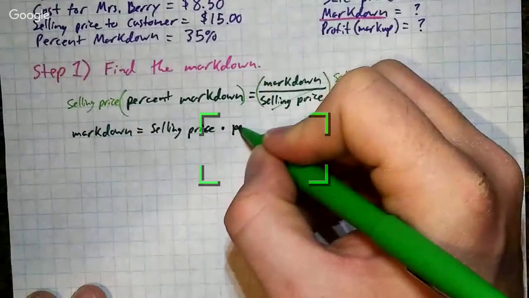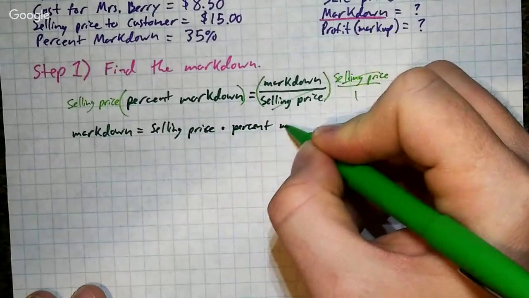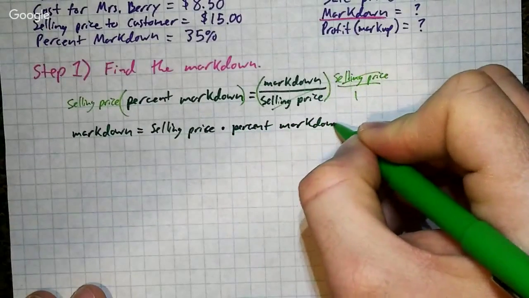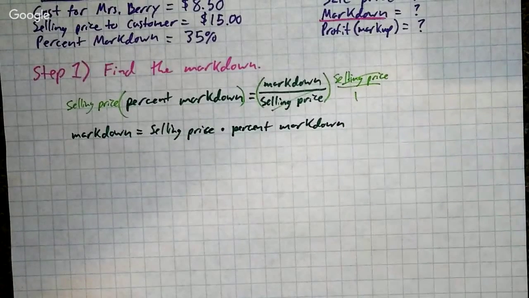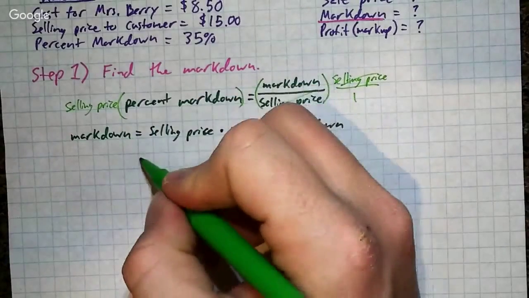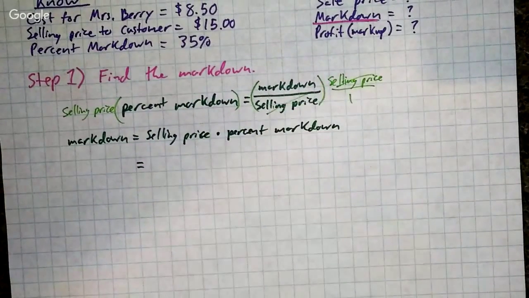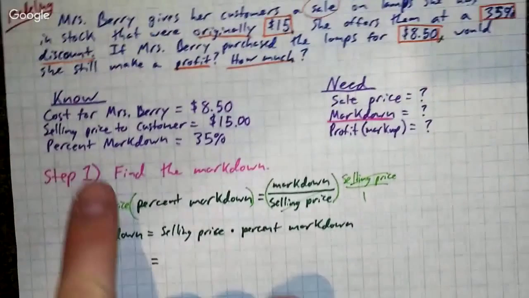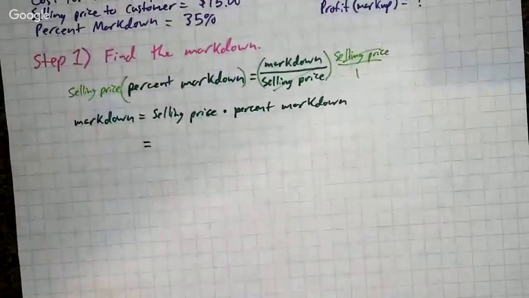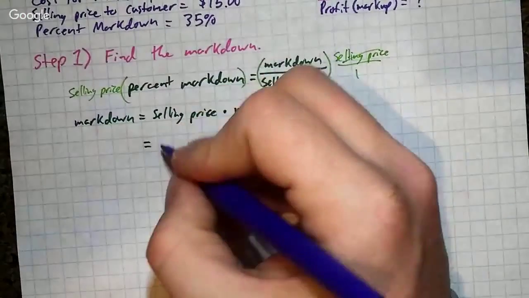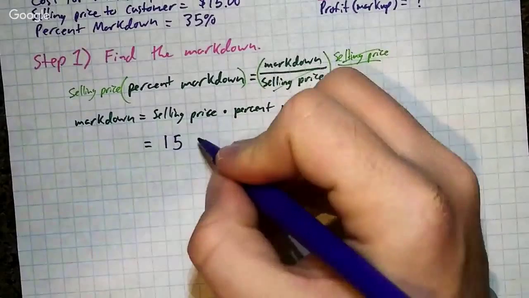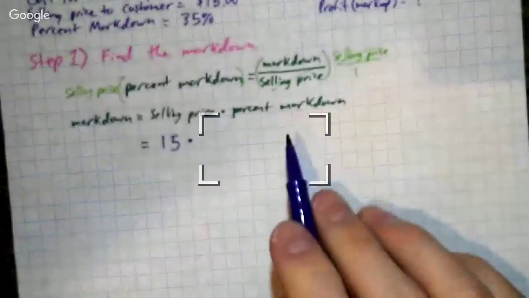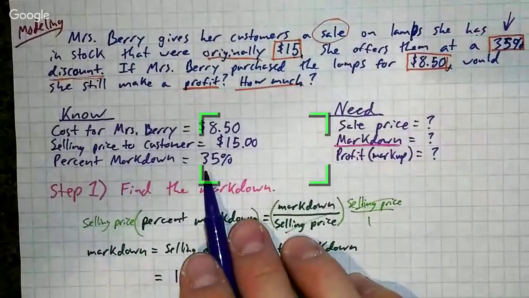Times percent markdown. Now let's just fill in the numbers we know. So what is the selling price? Well, the selling price was $15. So let's plug that in. 15 times the percent markdown, which is 35%. But I can't put 35% in a multiplication problem.